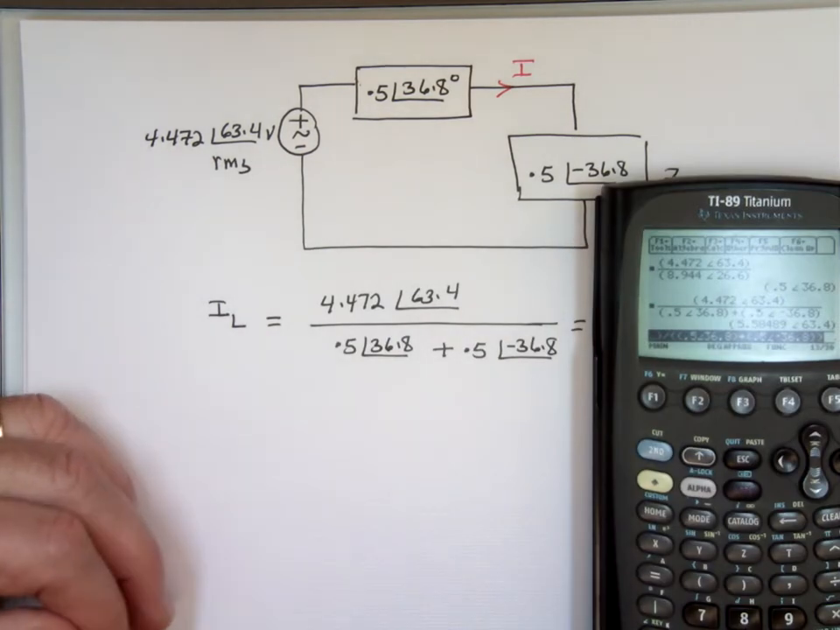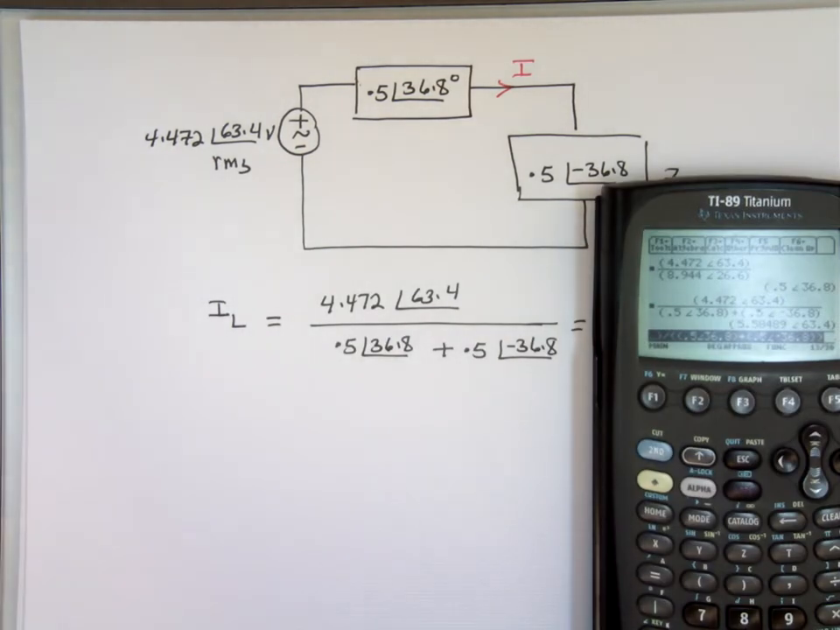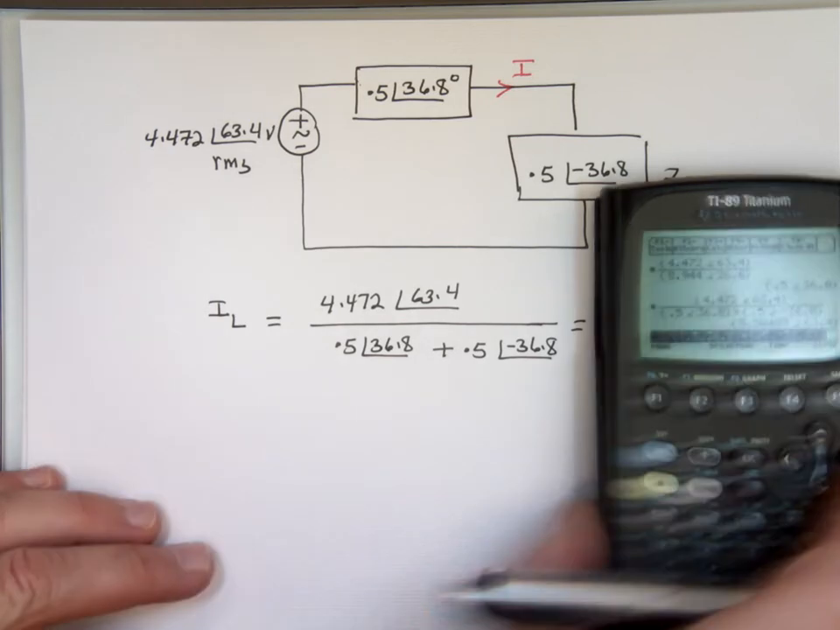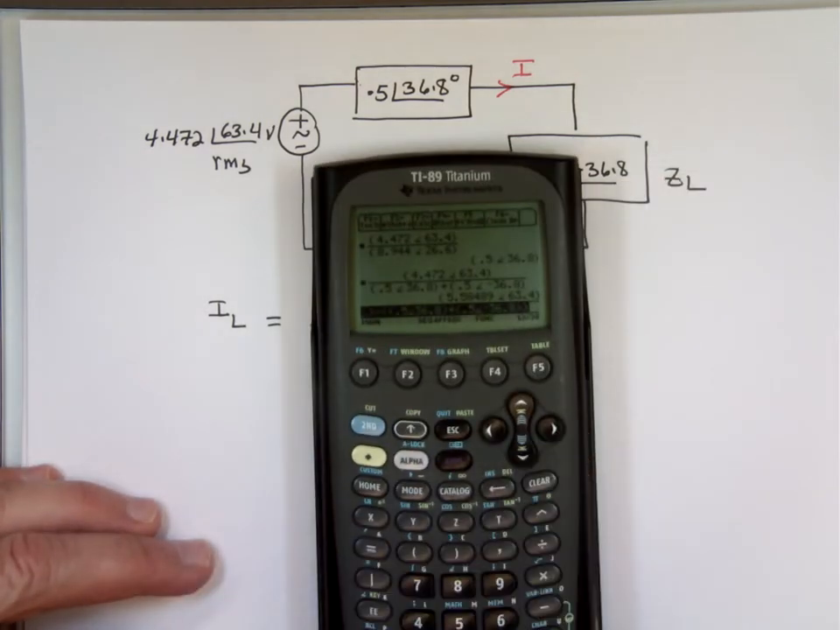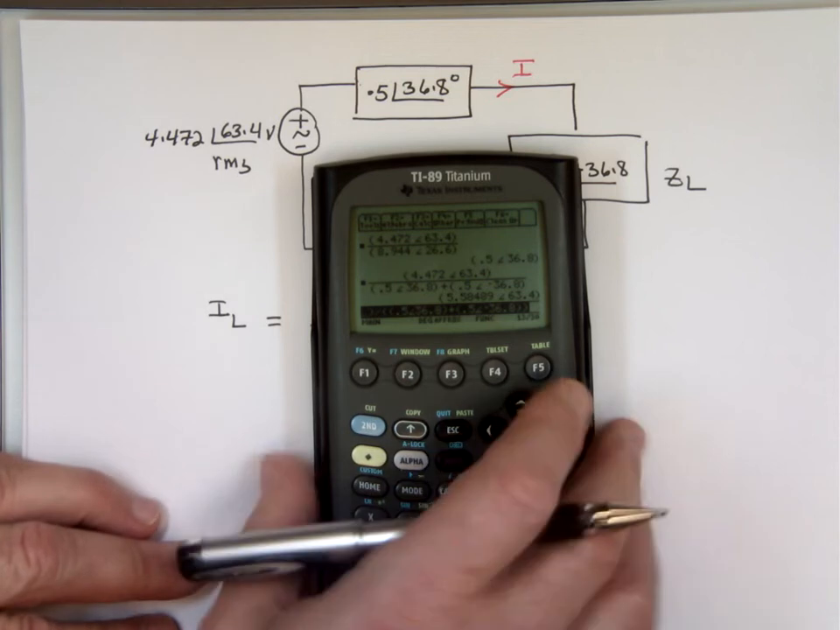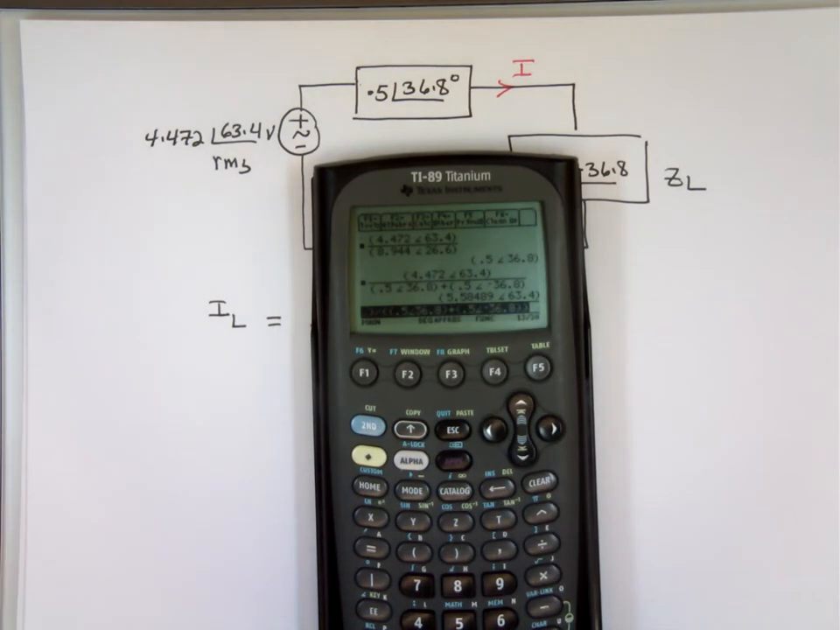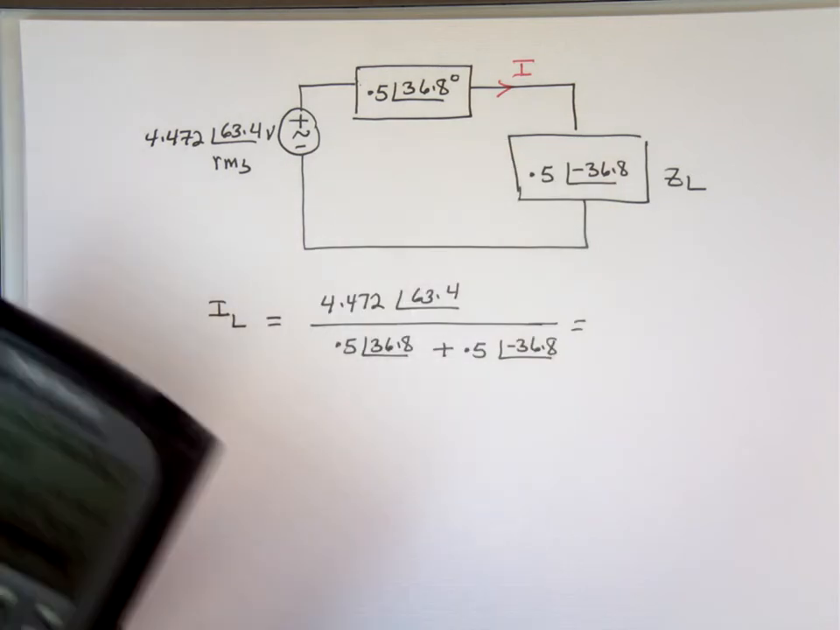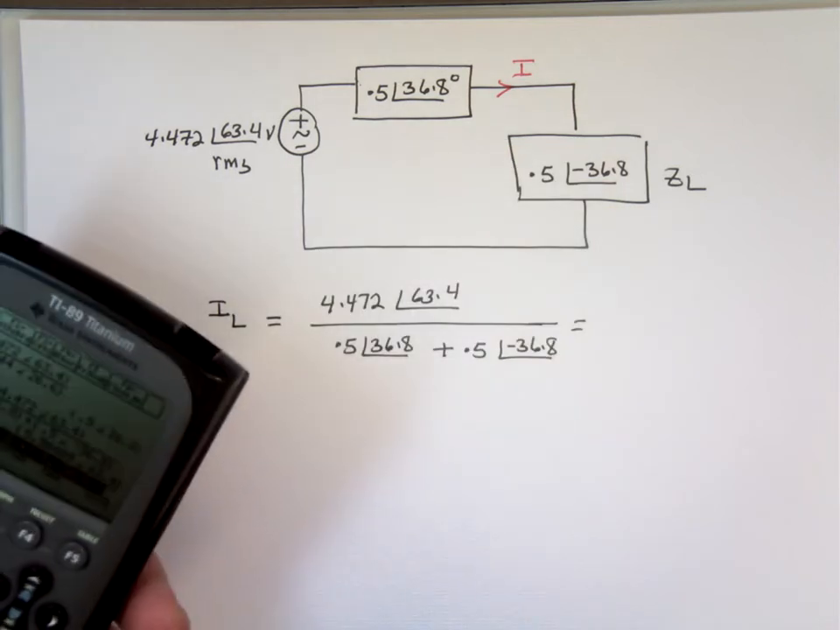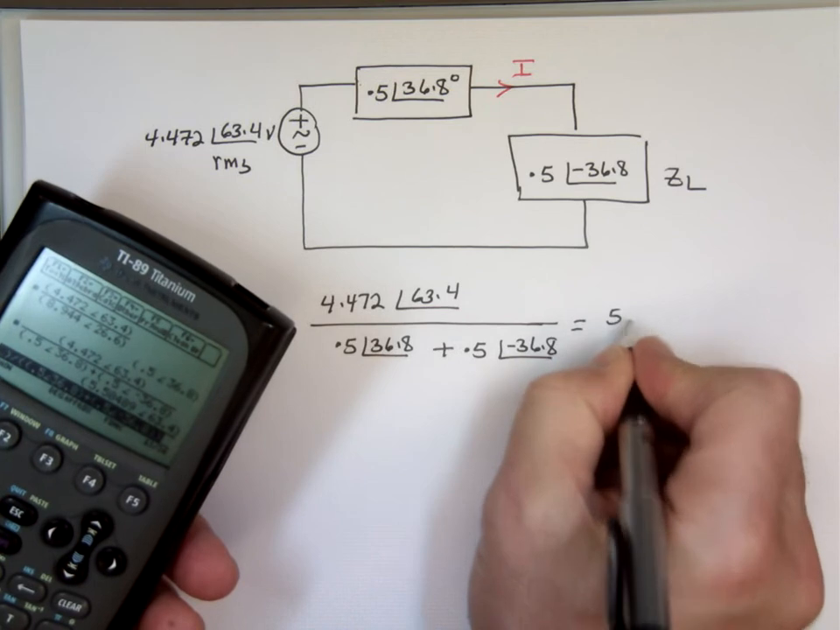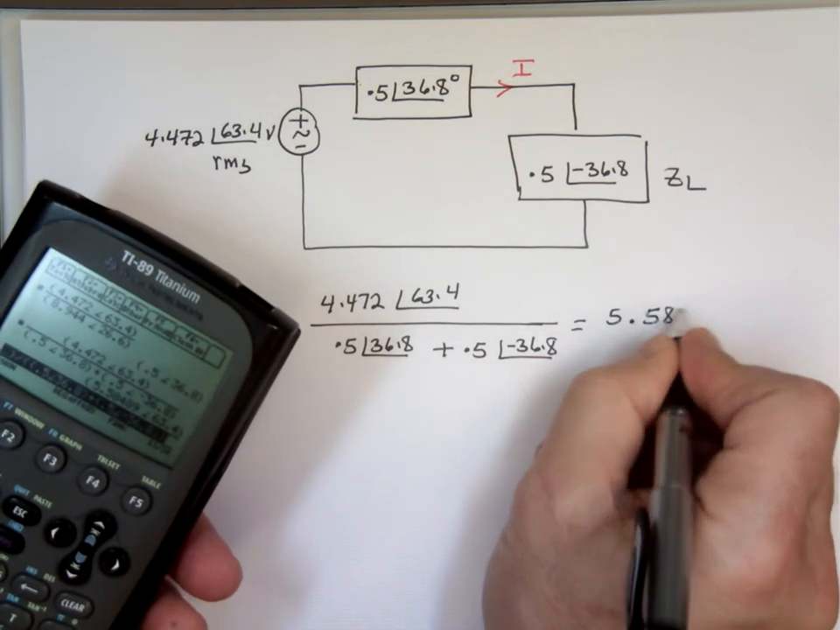If you can see them, I don't know if you can see them. They look good the way it's supposed to be, right? Good luck seeing them, huh? Is it hard to see? Can you see them? So the answer I came up with, you can tell me if you get the same answer, 5.585 angle 63.4.